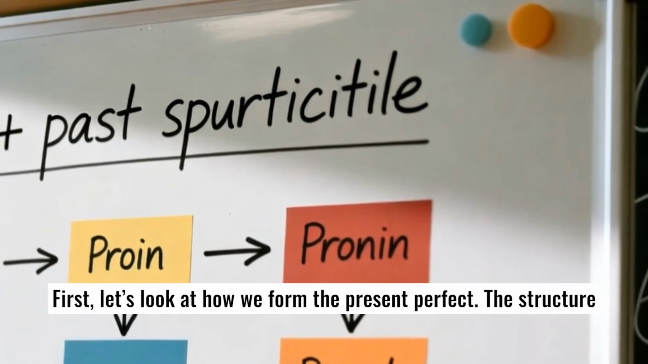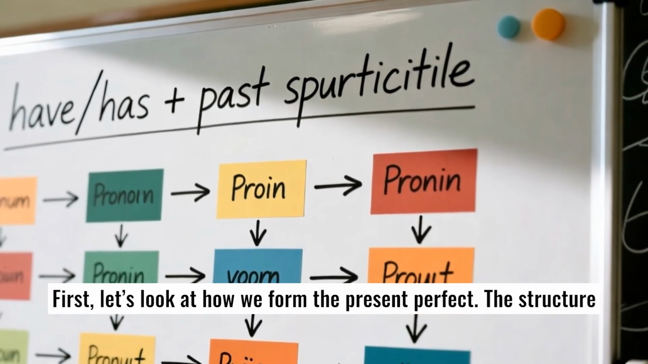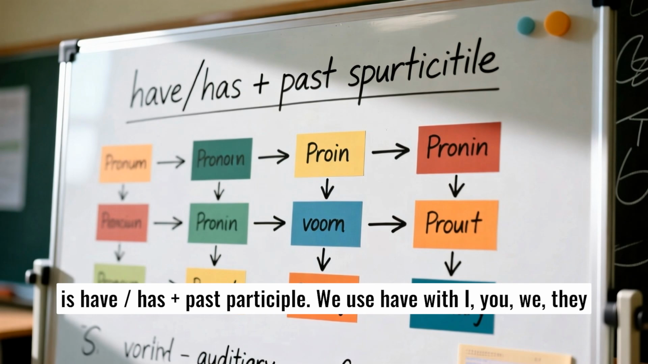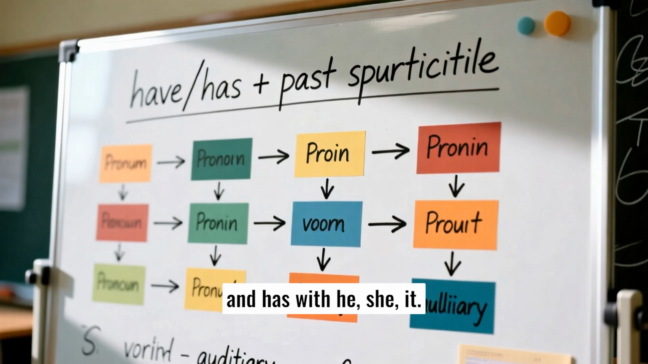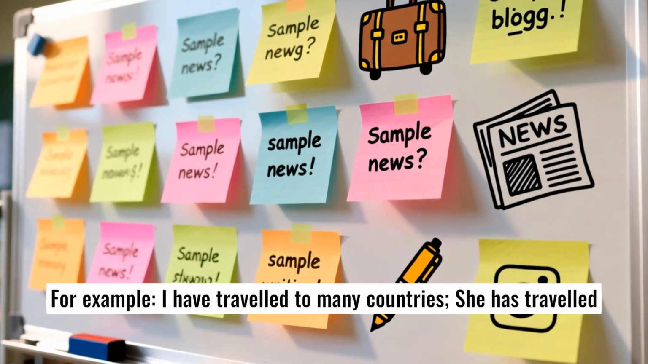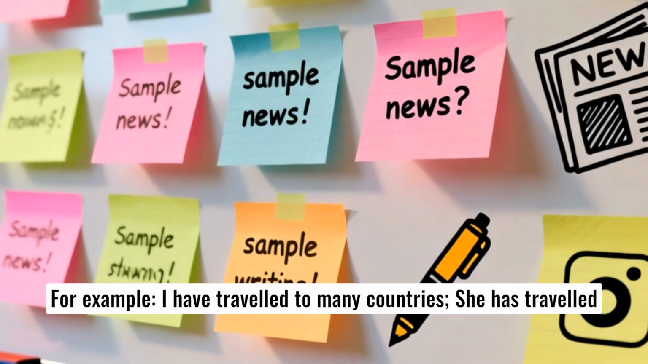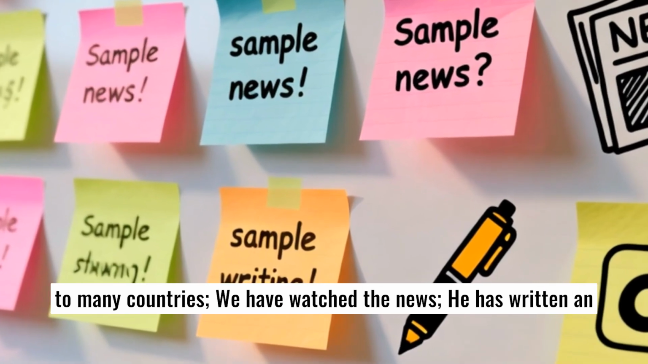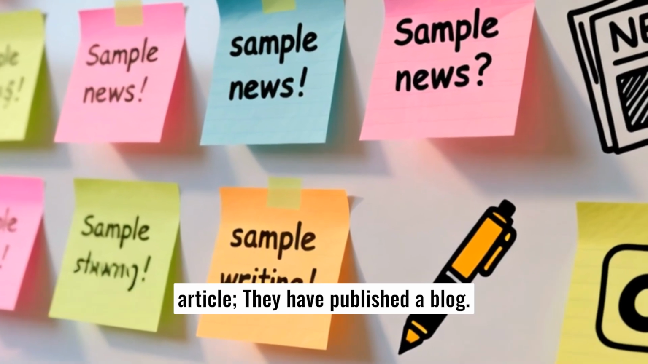First, let's look at how we form the present perfect. The structure is have or has plus past participle. We use have with I, you, we, they, and has with he, she, it. For example, I have traveled to many countries. She has traveled to many countries. We have watched the news. He has written an article. They have published a blog.